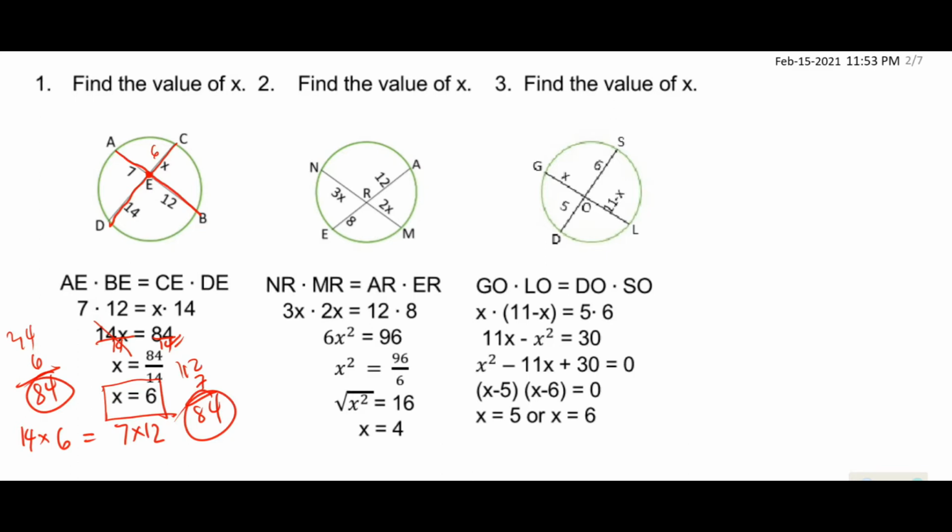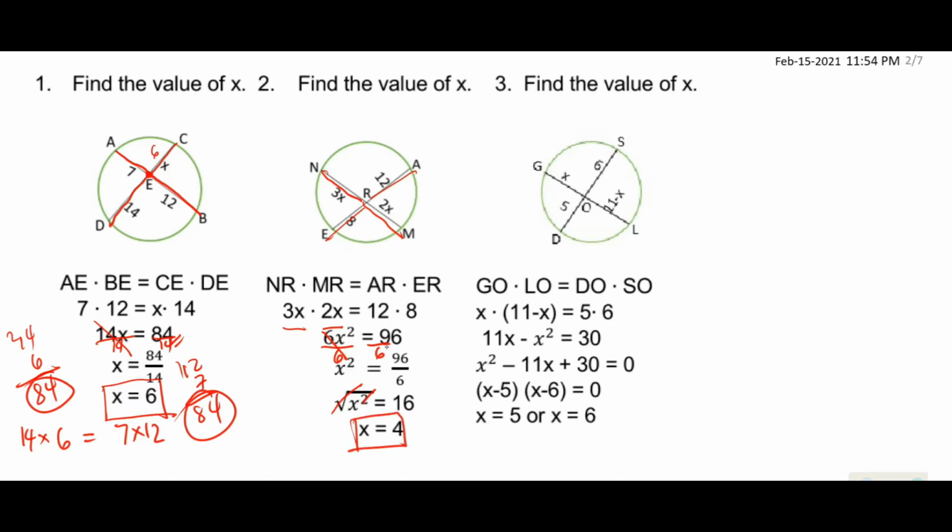Take note that it is intersecting inside the circle. Next, ganito lang din dito. Papalitan nyo lang naman yung mga given. So, this is NR, that's 3x, MR, that's 2x, 12, and 8. So, 12 times 8 is 96. Take note, yung dito kasi nagkaroon ka ng dalawang variable. So, x times x is x squared. So, 3 times 2 is 6. So, 6x squared. Divide both sides by 6. Kaya ka nagkaroon ng 96 over 6 din. 96 divided by 6 is 16. To eliminate the squared, get the square root. So, the value of x is 4.